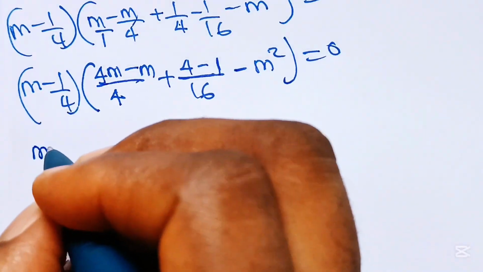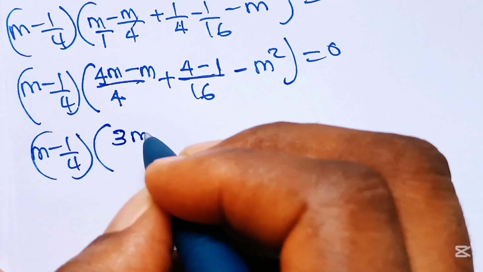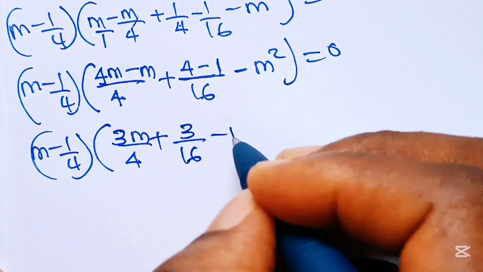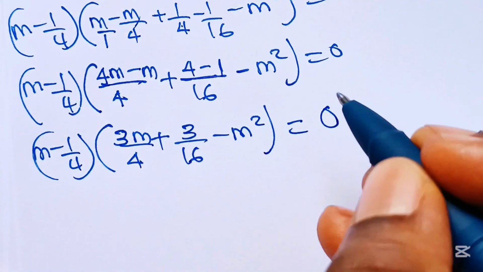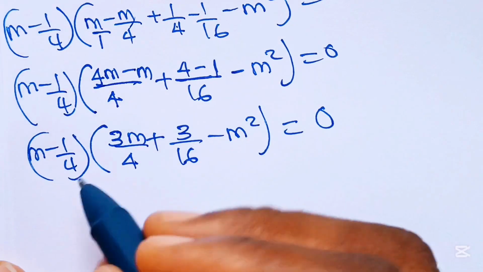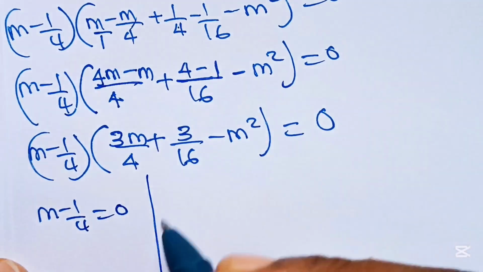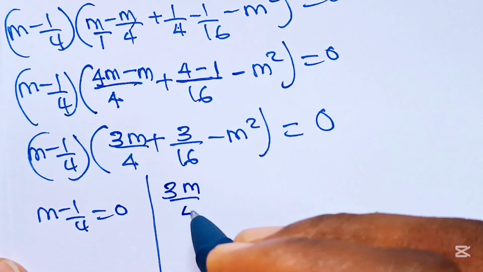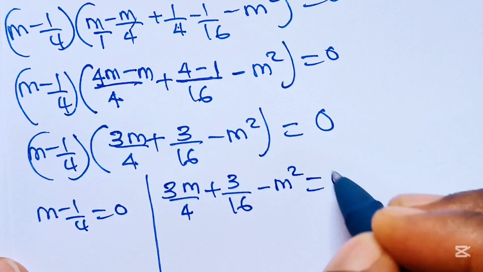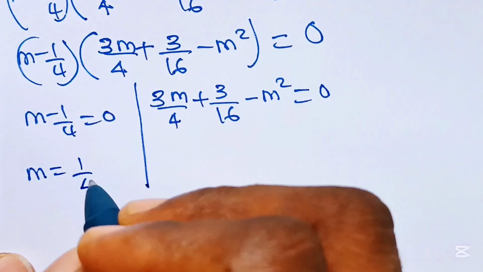So we have m minus 1 over 4. 4m minus m is 3m over 4. 4 minus 1 is 3 over 16, minus m squared is equal to 0. All right, now let's continue. From here, you can see that m minus 1 over 4 is equal to 0, right? And we can also say that 3m over 4 plus 3 over 16 minus m squared is also equal to 0. Now we have m is equal to 1 over 4.